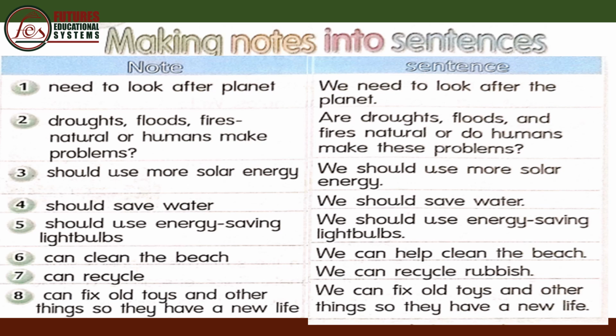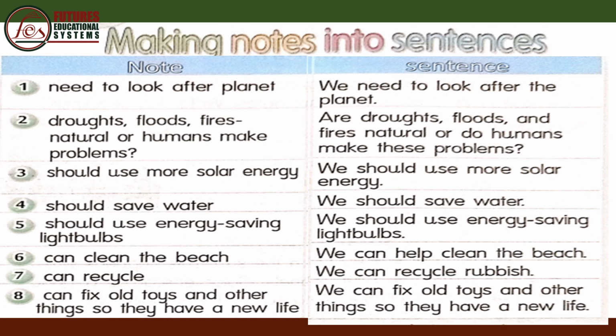Number two, droughts, floods, fires, natural or humans make problems. And it's clear for us, it's a question. Yes, so we can use are in the beginning to make it a question. Are droughts, floods, and fires natural, or do humans make these problems?